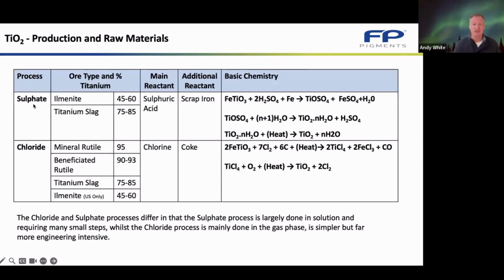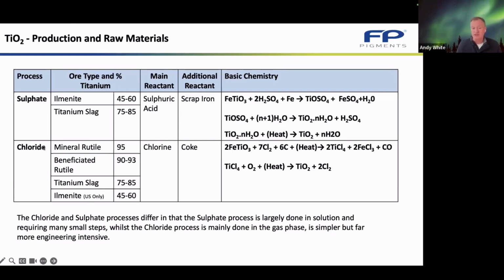Essentially, the sulfate route is called as such because the digestion of the ore is done with sulfuric acid. So you're taking an iron-based titanium-bearing oxide ore, digesting it in sulfuric acid, reducing it, then purifying it in the next stage, and then bringing it back to the titanium dioxide form via hydrolysis and then calcination.